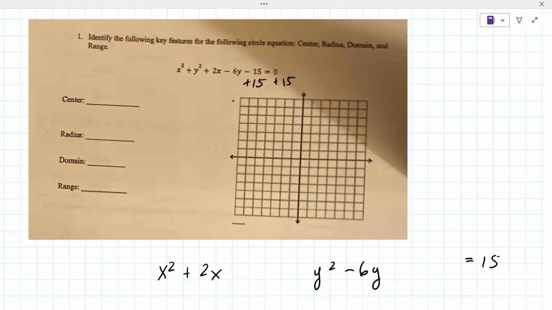Would the X's and the Y's be put into parentheses or no? No, not yet, not yet. We're going to group them.